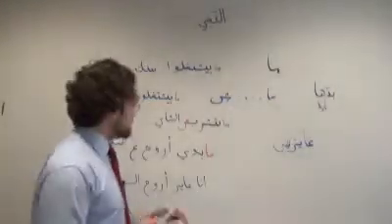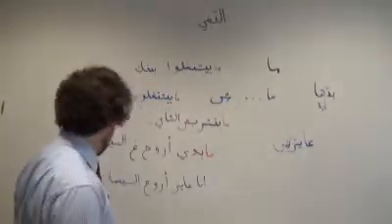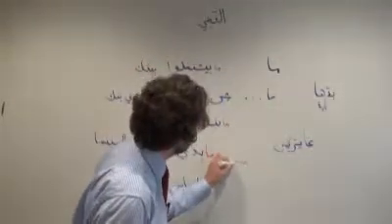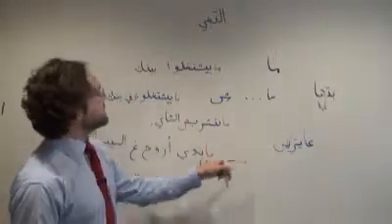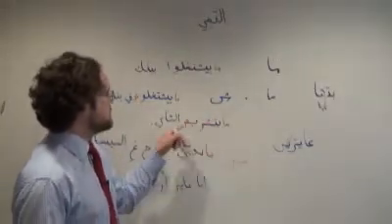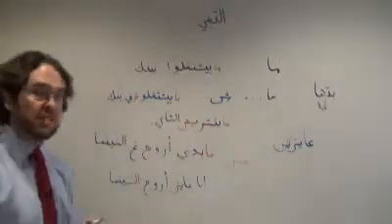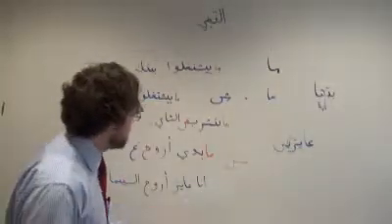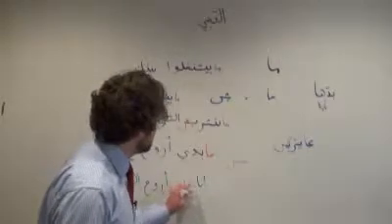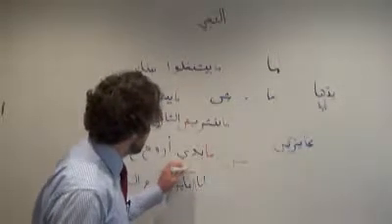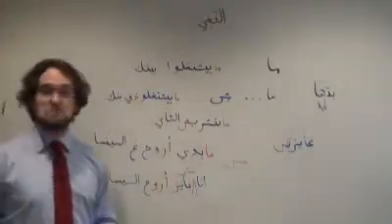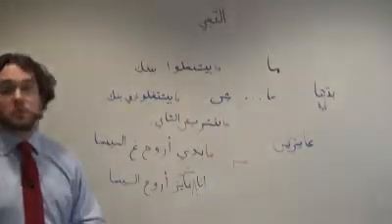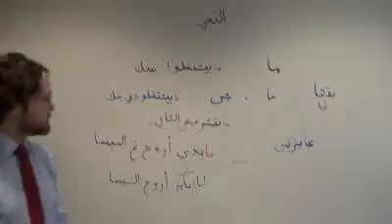Now we need to use the particle مش, which you'll recognize as this ma and shin smooshed together, right? So we're going to plonk it right in front of عايز. أنا مش عايز أروح السينما. هي مش عايزة تروح السينما, right? She doesn't want to go to the cinema.